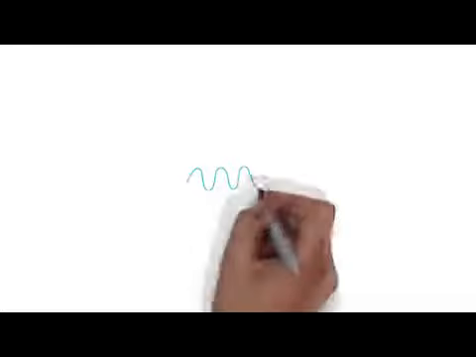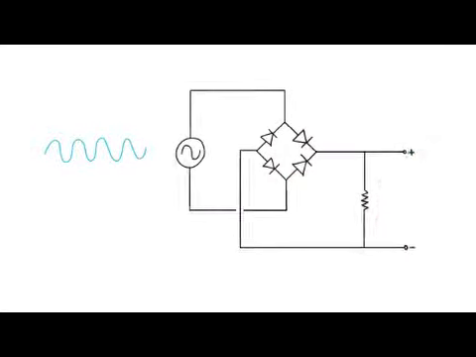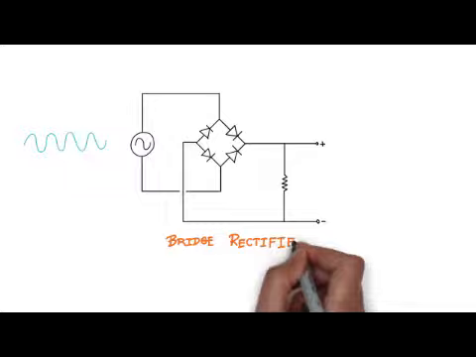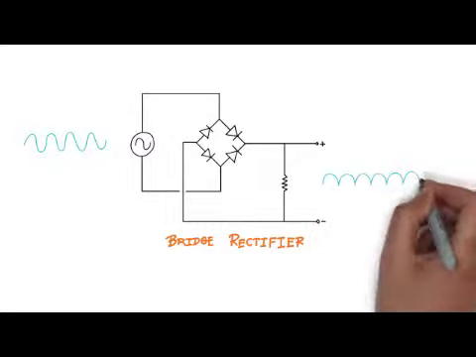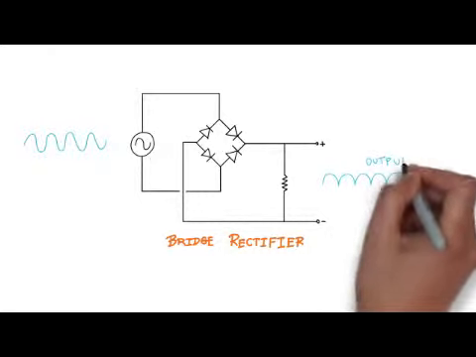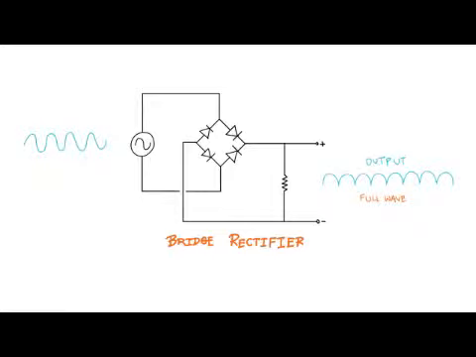There's a better type of rectifier circuit that uses 4 rectifier diodes. This is called a bridge rectifier. A bridge rectifier is more efficient than a half-wave rectifier, in that it allows both halves of the AC wave to pass through. The negative half of the wave is inverted so it becomes positive.